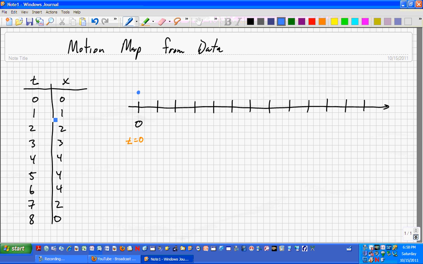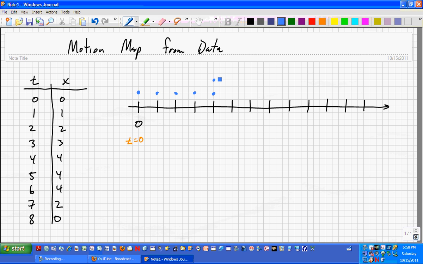At 1 time unit later, I'm 1 distance unit along. 2 seconds, I'm 2 distance units along. At 3 seconds, I'm 3 distance units along. At 4 seconds, I'm at 4 distance units along. At 5 seconds, I'm still at 4. So what we do to show that it's staying in the same position, rather than putting the dots right on top of each other, what we do is we stack them above each other.